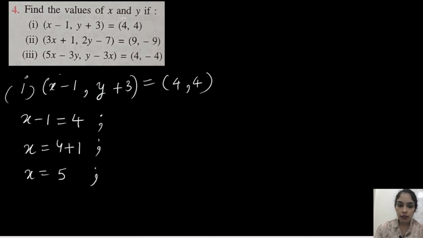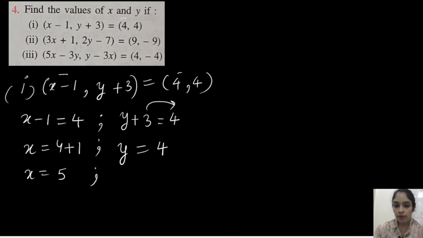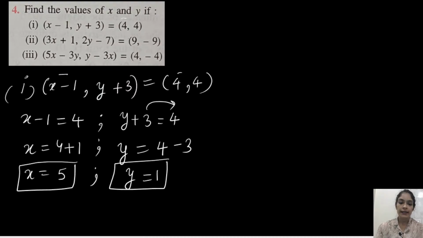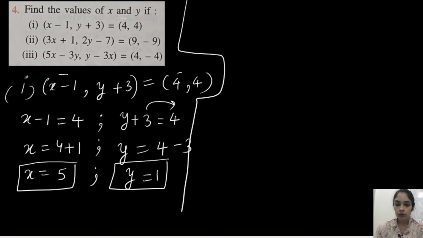So x minus 1 is equal to 4. Then y plus 3 is also equal to 4. We have to find y's value, so plus 3 will shift to the other side. When we shift it to the other side, plus 3 changes to minus 3. So y is equal to 1. So for the first one, x is equal to 5, y is equal to 1. So no one has done it before me. Okay. Let's do the second part then.